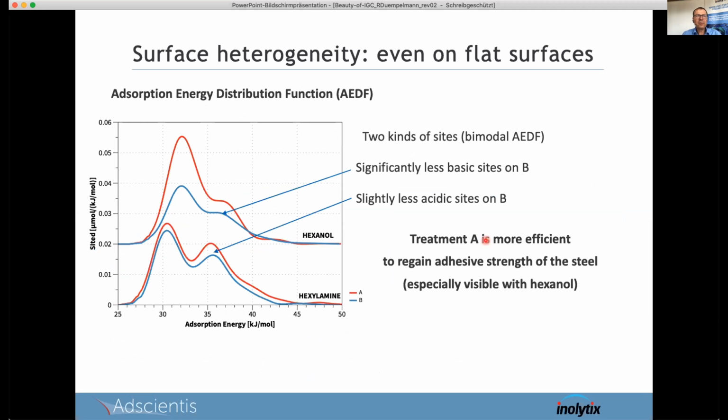Here we have the absorption energy distribution function going into more detail also, and this comes kind of automatically if you interpret the desorption curve to see which kind of sites and how much are being treated by the purification way. So you can see also here are differences between the hexanol and the hexylamine. So especially for the hexanol, there are differences, but which has also shown as a sum with a specific surface area.